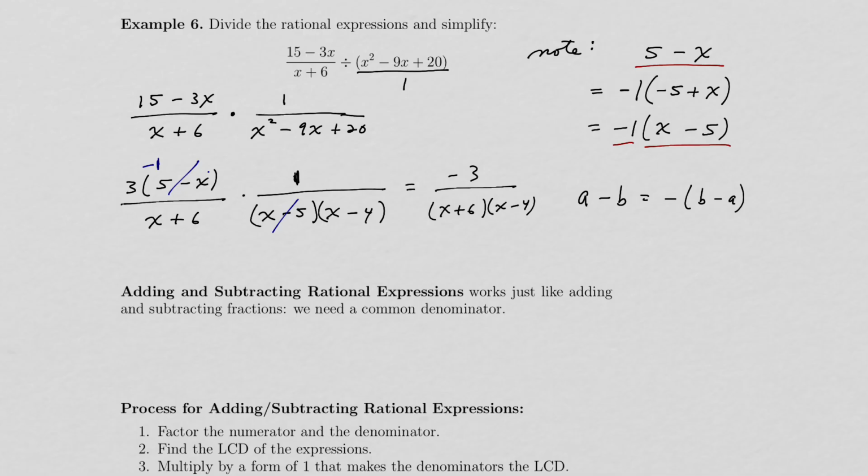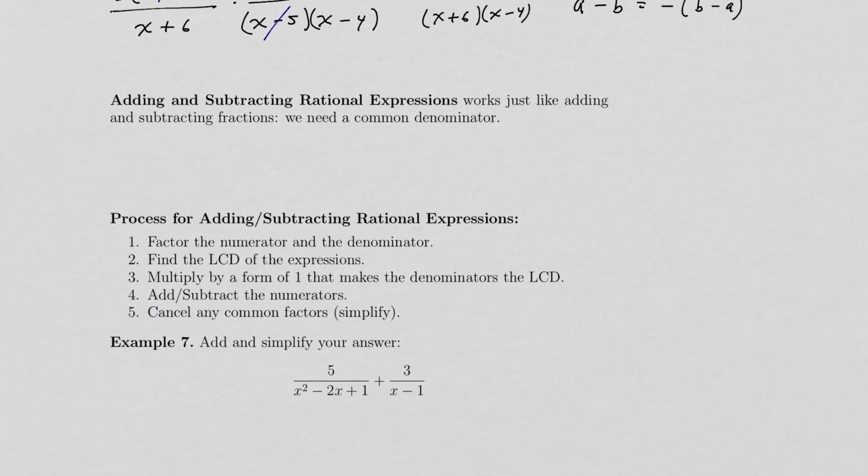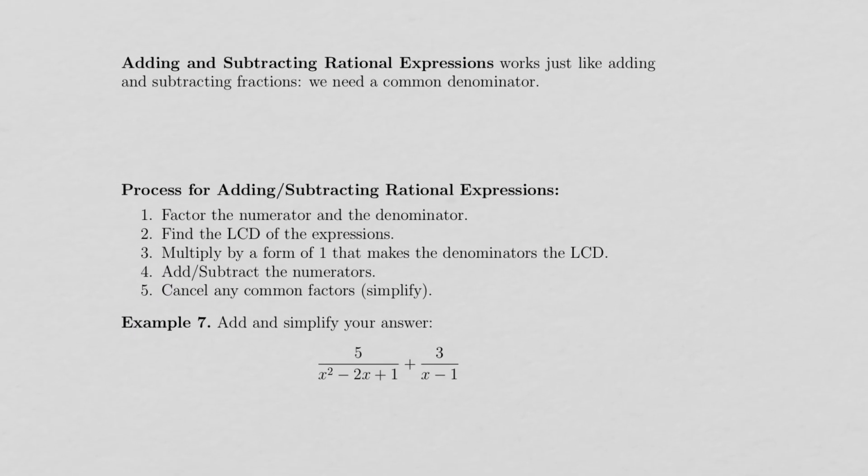All right, let's review how to add and subtract rational expressions, which again, it's just like adding and subtracting fractions, okay? So what's the key thing with adding and subtracting fractions? You have to have the same denominator, right? You need to have a common denominator, and usually we find what's called the lowest common denominator. Okay, which we reviewed in section 1.5, how to find the lowest common denominator.